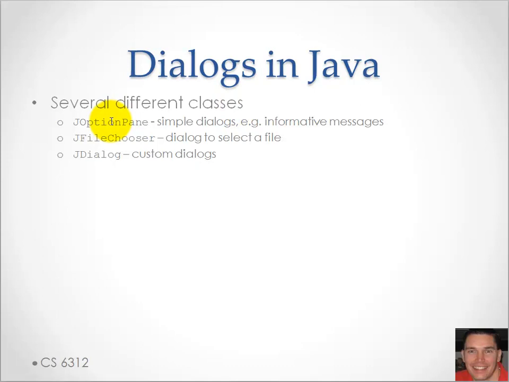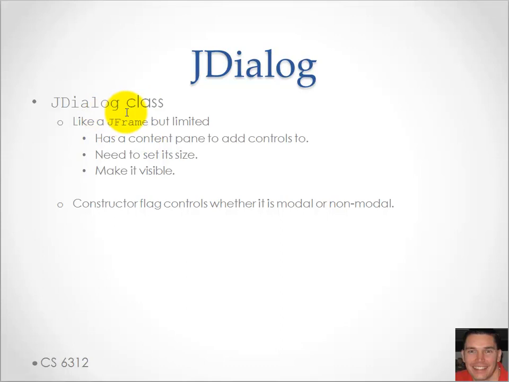For example, this is the JOptionPane, which you can use to display simple, informative messages, or get yes/no type dialogues where you're going to ask a question and looking for a yes/no type response. There are JFileChoosers, there are color chooser dialogues, there are JDialogs if you want to write your own type of dialogue.